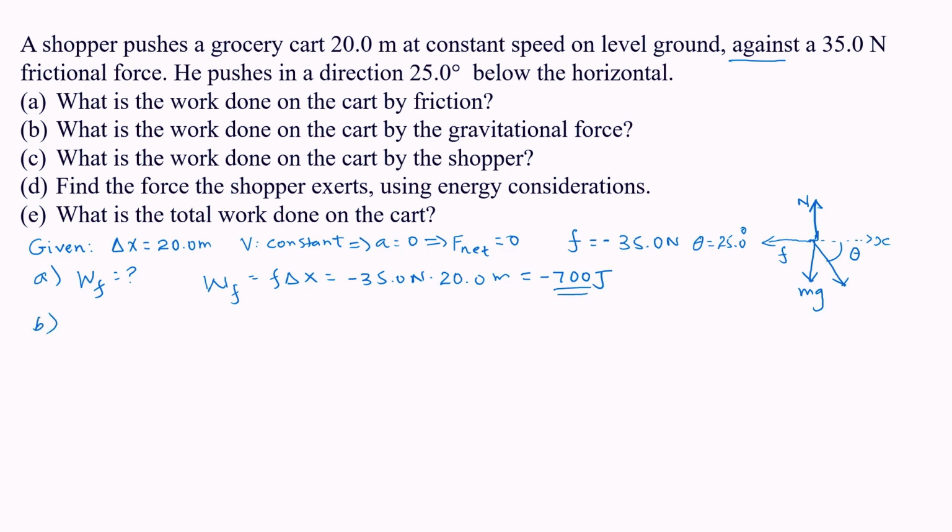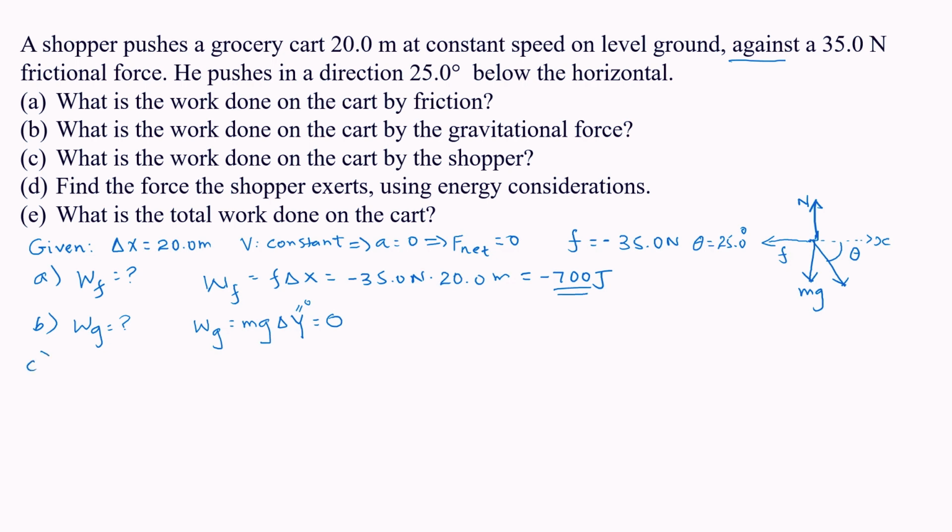B. What is the work done on the cart by the gravitational force? Work of gravity. Let's denote it by Wg. And Wg is equal to mass times gravitational acceleration times delta y. And there is no motion in the vertical direction. Delta y is equal to 0. Therefore, work done by gravity is going to be 0.